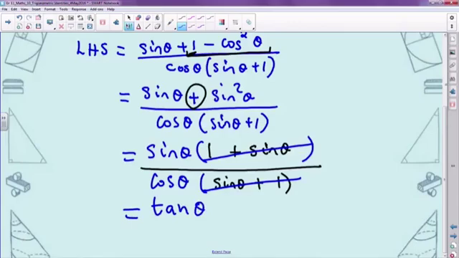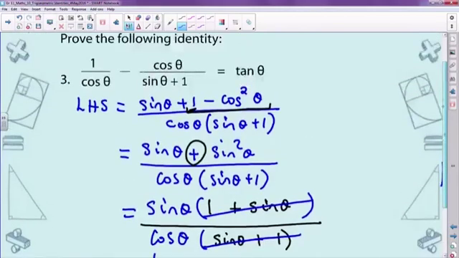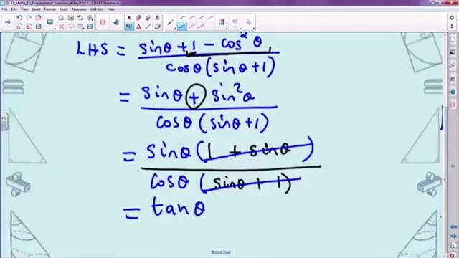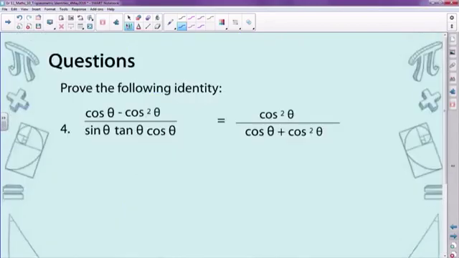And then you look at your right-hand side, which is tan theta. Therefore, this identity is true. Our left-hand side is the same as the right-hand side. I hope you are getting it.